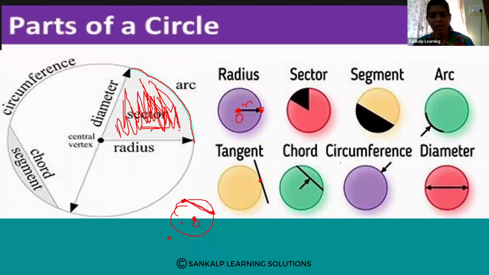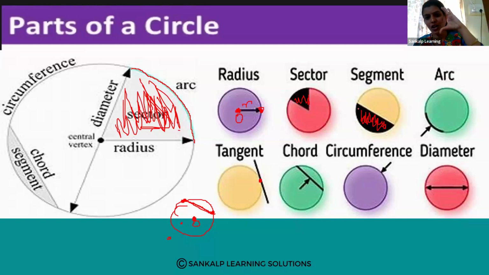Circumference. So segment. Segment means what? See, this part is a segment. That is the area between one arc and the chord. So this part we call it as a segment. Okay, this is sector and this is segment. Don't get confused with the sector and segment.